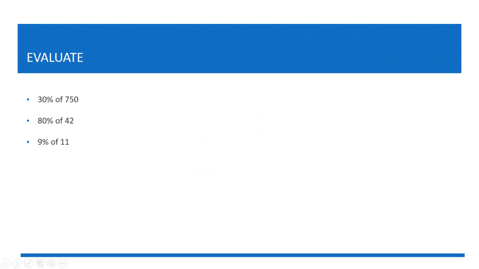See, we need to evaluate. 30% of 750 I want to find out. So how exactly can you find 30% of 750? It's very simple. Suppose you want to calculate the first example, that is 30% of 750. It is 30 by 100 into 750. Now you can simplify it. So 75 3s are 225. The first answer is 225. 30% of 750 is 225.